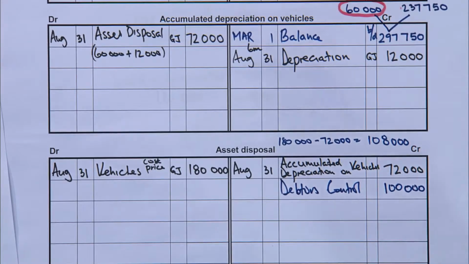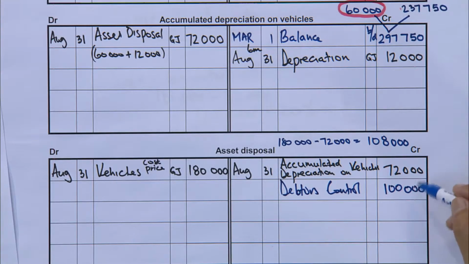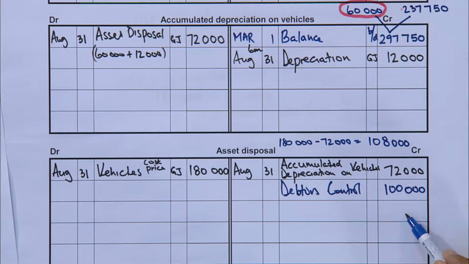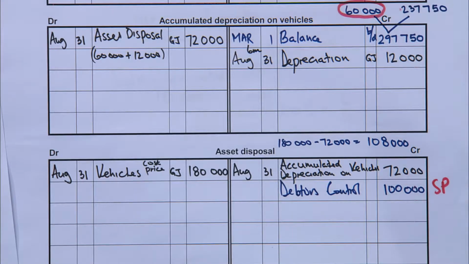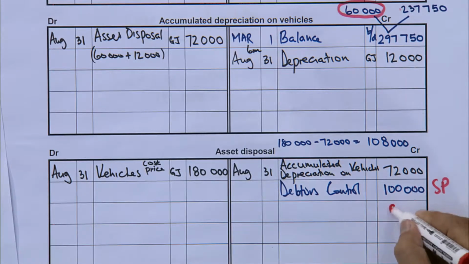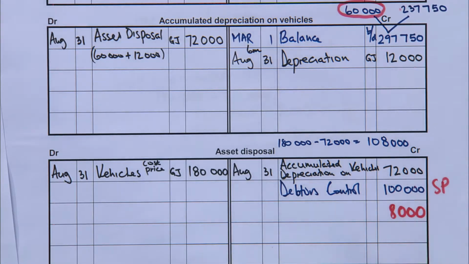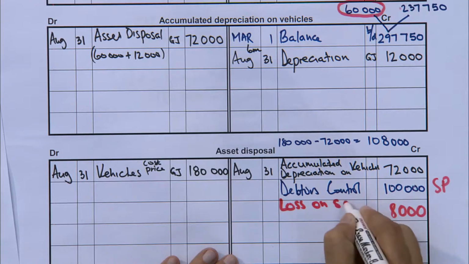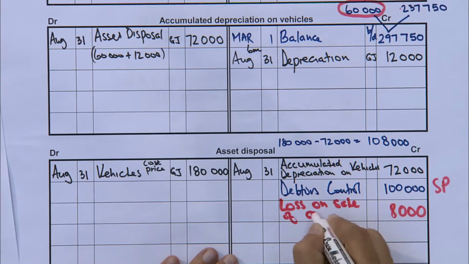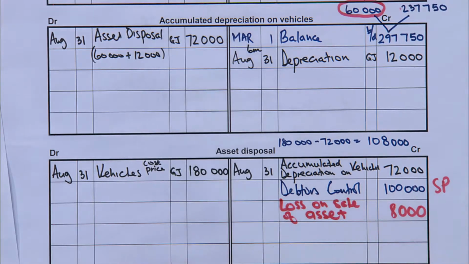Right. And as you can see, this gives me 172,000 and there's 180,000. So the missing amount will appear on the credit side. I'm selling it for 100,000. That will be the selling price. I'm selling it for 100,000, but it's worth 108,000. So I will be incurring a loss of 8,000. So that will be loss on sale of asset. Okay.